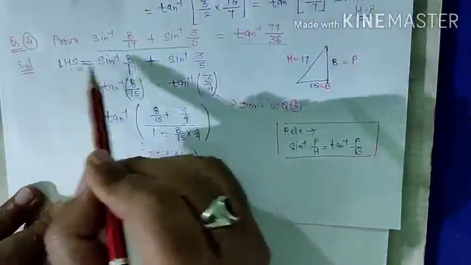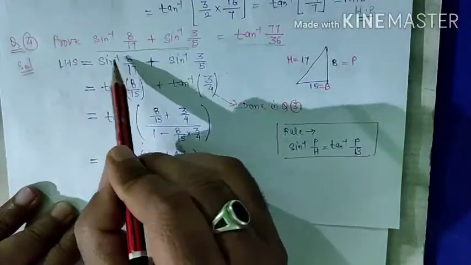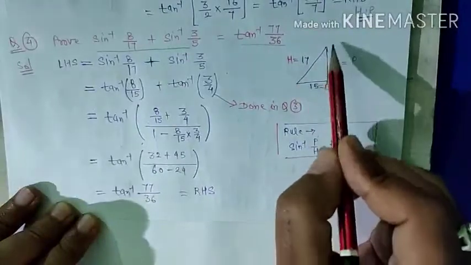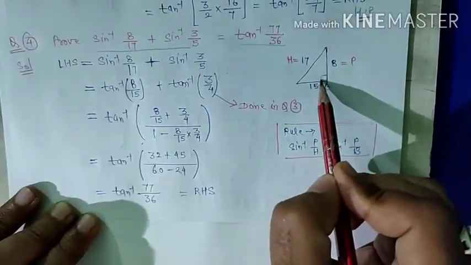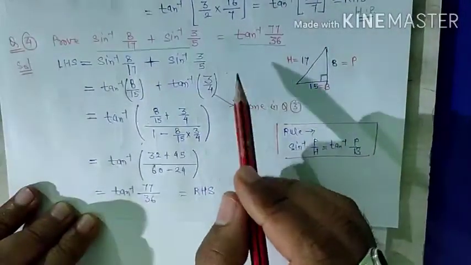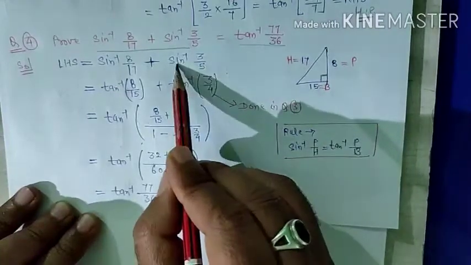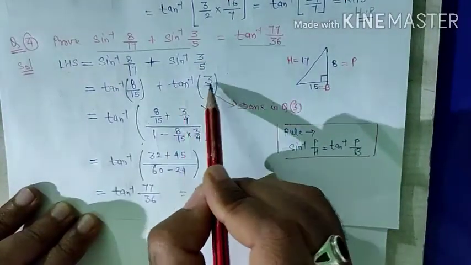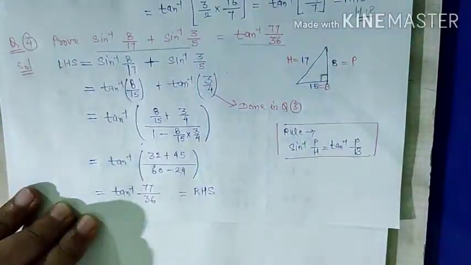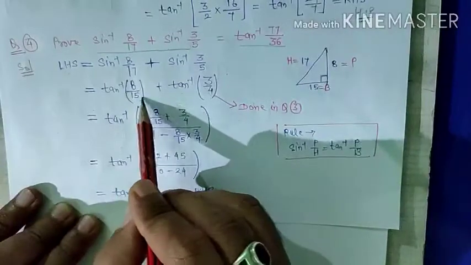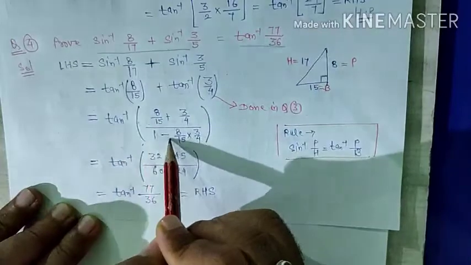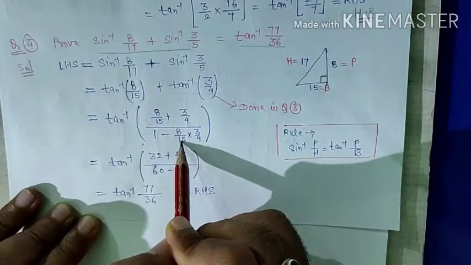Starting from LHS, sin inverse 8 by 17, we can write as tan inverse 8 by 15, again making a right angle triangle and using the same property which we applied in question number 3. And sin inverse 3 by 5, I can write as tan inverse 3 by 4. I got this value in the previous question. Now tan inverse x plus tan inverse y, we can say is tan inverse of x plus y upon 1 minus xy. This formula I am applying here.